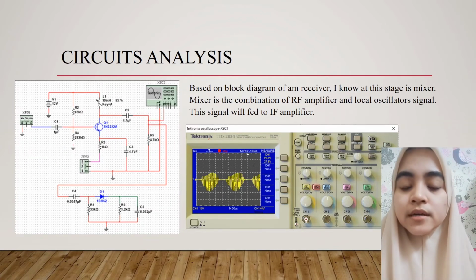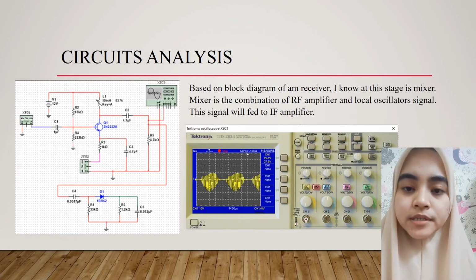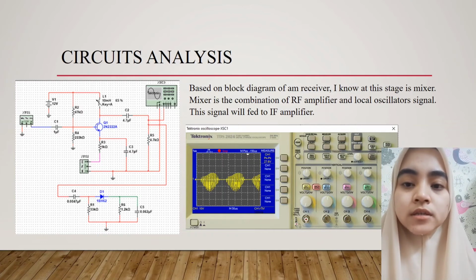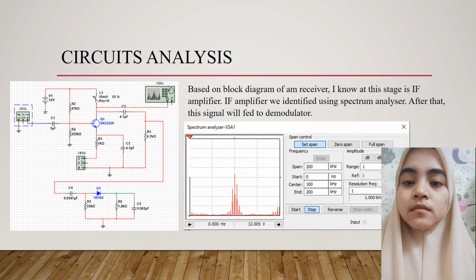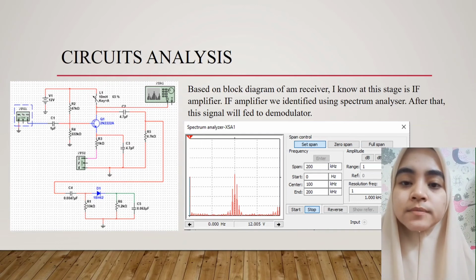Then we go to mixer. Based on block diagram of AM receiver, I know at this stage is mixer. Mixer is the combination of RF amplifier and local oscillator signal. This signal will feed to IF amplifier. After mixer, we go to IF amplifier. Based on block diagram of AM receiver, I know at this stage is IF amplifier. IF amplifier we identify using spectrum analyzer. After that, this signal will feed to the demodulator.